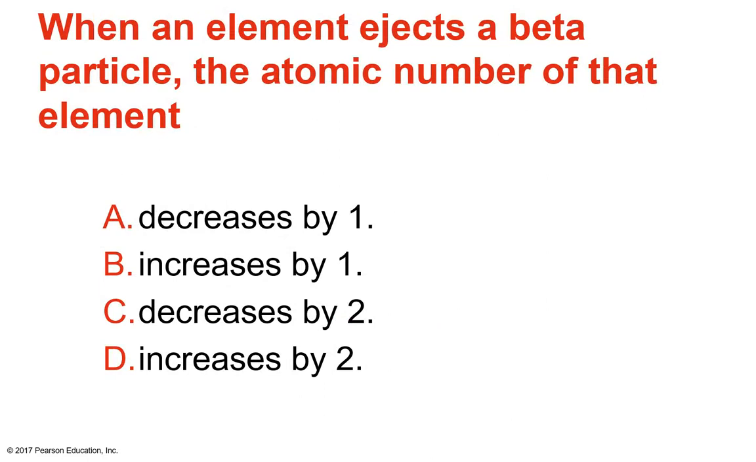So, not our last. When an element ejects a beta particle, what happens to the atomic number?